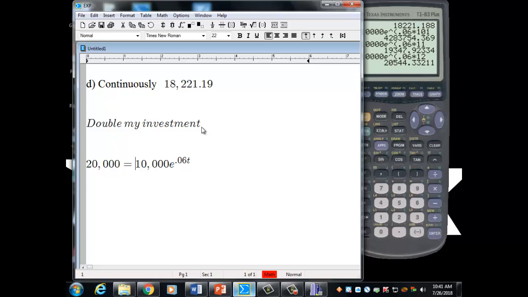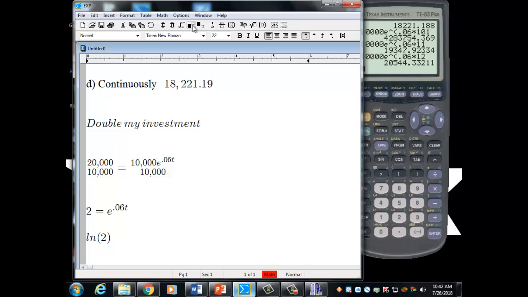Well, the first thing to do would be to divide both sides by 10,000, yes? Divide both sides by 10,000. And what do you get? How about 2? Equals e to the 0.06t. How do I solve for that?